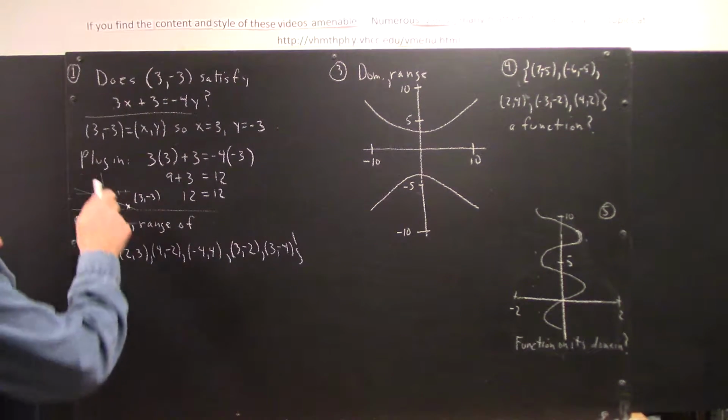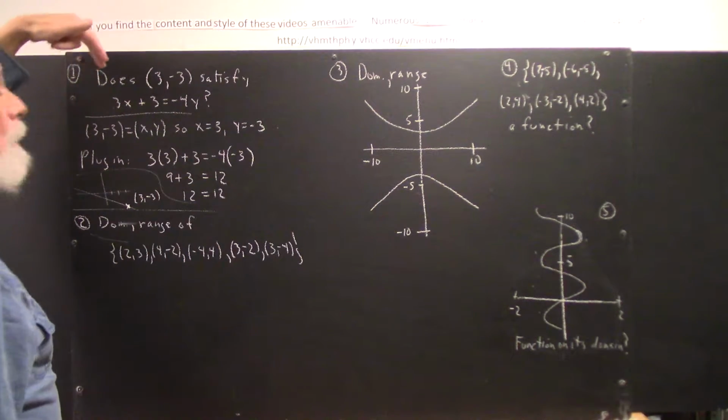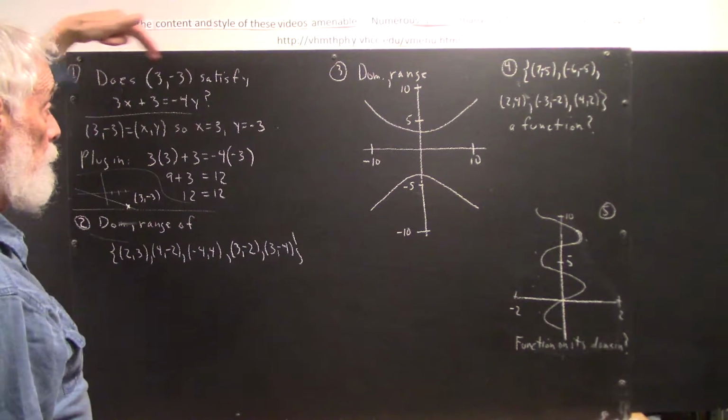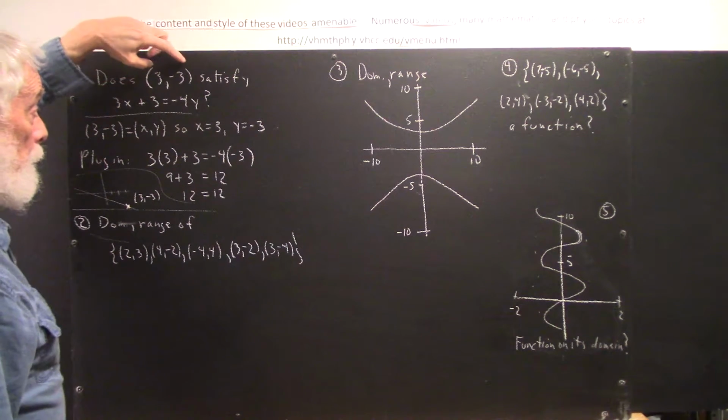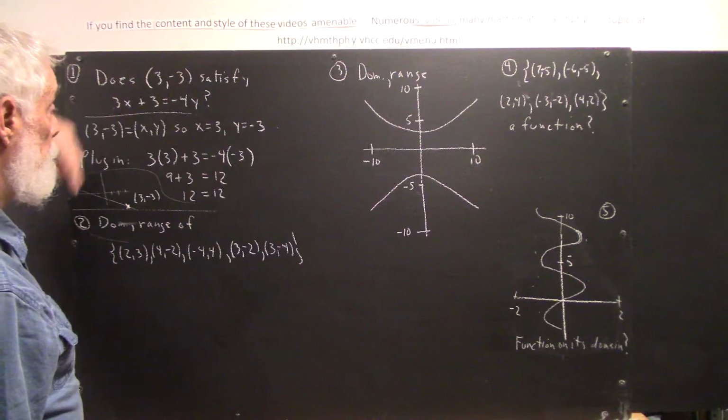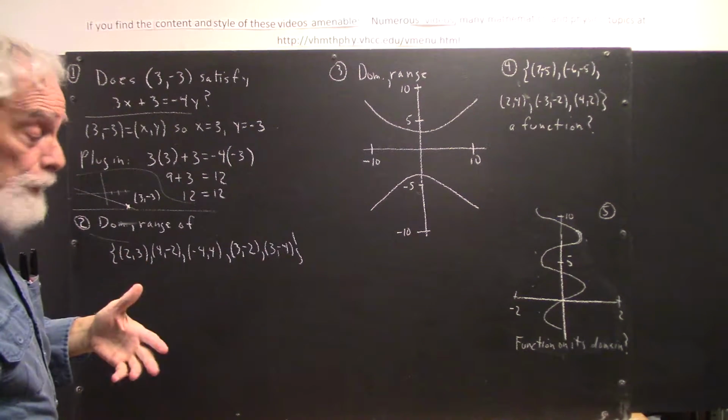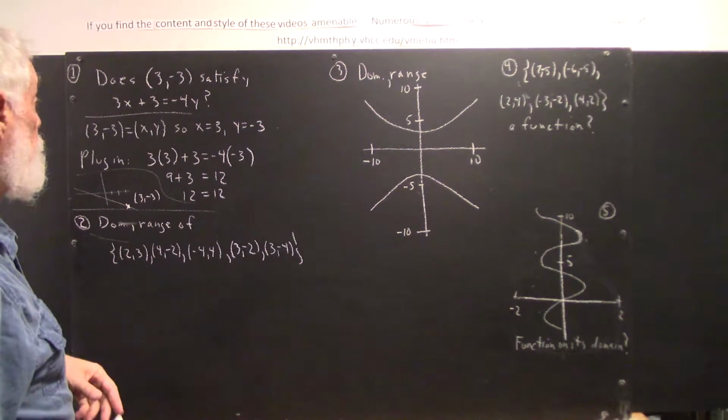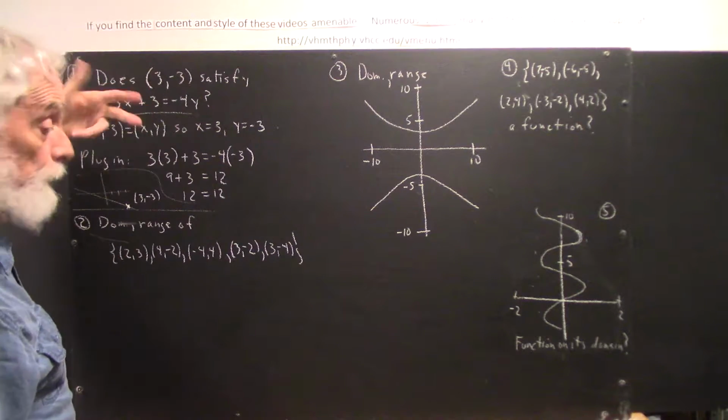Now that's not part of the goal of number 1, it's just to know that if we plug these coordinates into this equation, we can test to see whether we get an identity or not. In this case, it appears that we do.